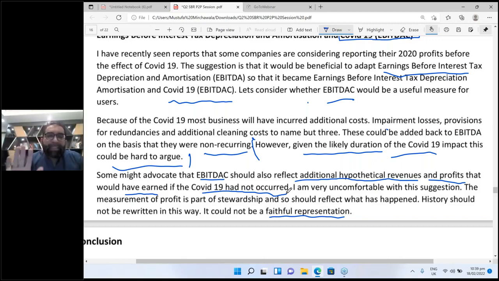Don't do this. Yes, you can reverse the bad events, you can remove the impact of bad events, but you cannot artificially create the good events. You cannot artificially create the good events. Be careful.